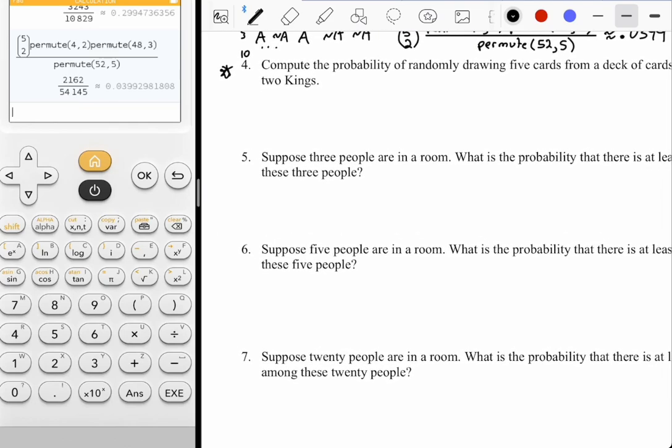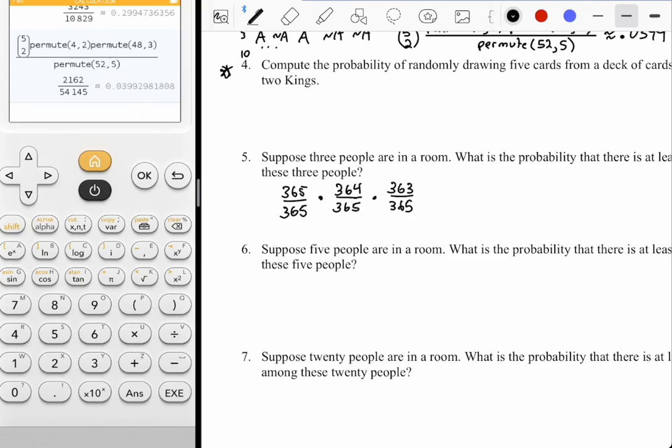Well, the first person could be born on any day out of the year, any of the 365 days. The second person could be born on any other day except for the first person's. So the second person could be born on 364 of the 365 days. We don't bother with leap years. And the third person can be born on any of the remaining 363 days out of the 365 days.